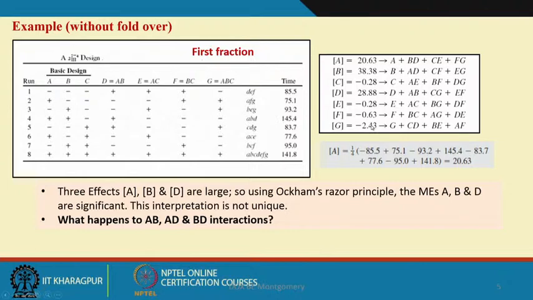Now, using the Occam's razor principle, we can say A, B and D effects are significant, but this is not the unique interpretation, because there may be second order interactions also. Because A and B are significant, the AB interaction may be significant. Similarly, B and D significant means the BD interaction may be significant, and the AD interaction may be significant. As A is aliased with BD, just by seeing this value you can say using Occam's razor that A is significant obviously, but what will happen to BD? You cannot uniquely say what happened to BD.